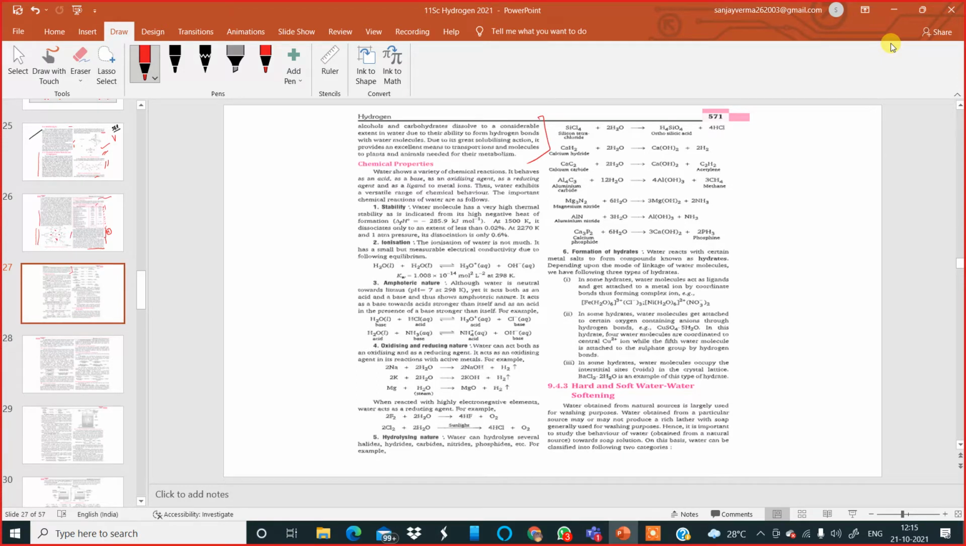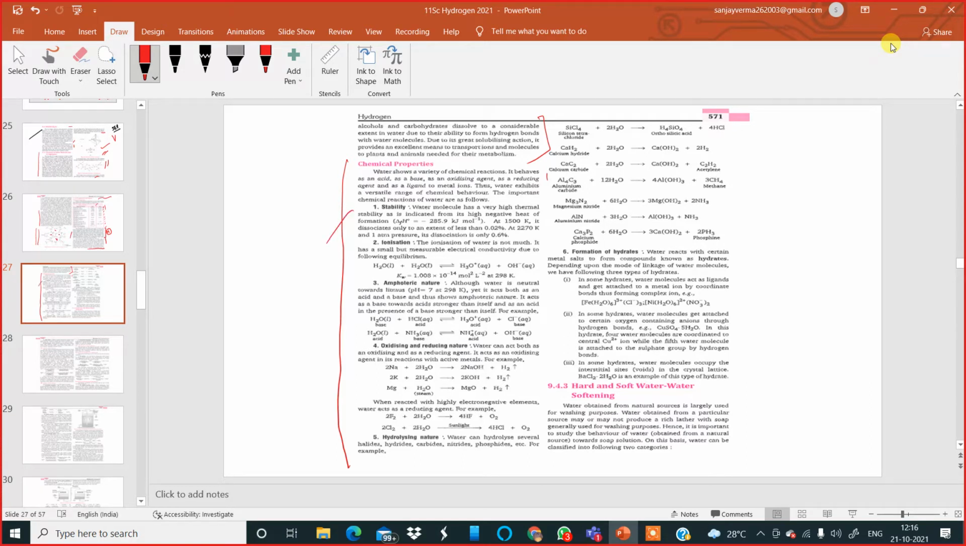Okay, now coming to the chemical properties of water. In this chapter, there are certain reactions in which water behaves as an acid, as a base, as an oxidizing agent, as a reducing agent, and as a ligand in coordination chemistry to certain metal ions. Here, water exhibits a versatile range of chemical behavior. That's why we have a number of reactions with regard to water.